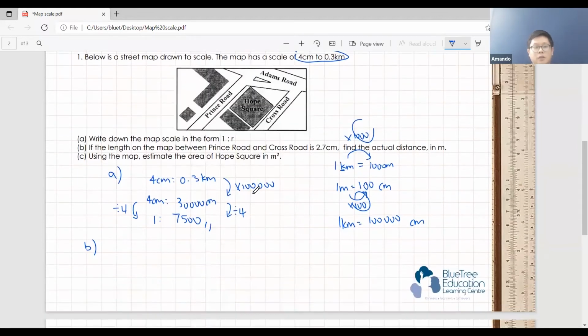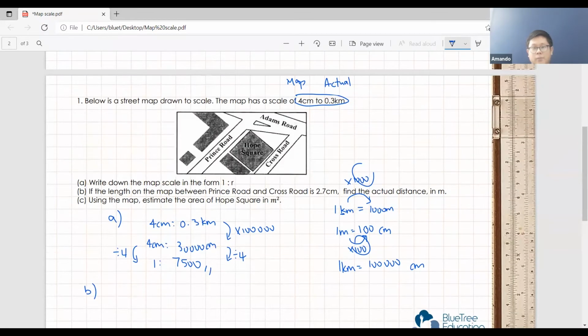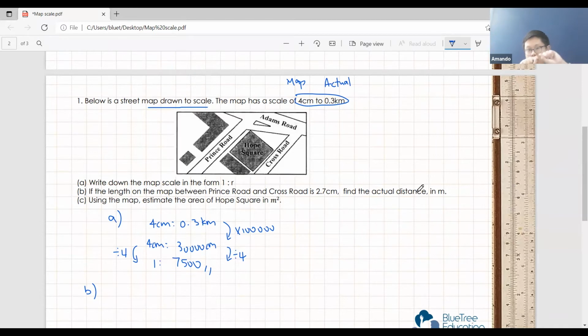Right, so in part B here, they give us another map number: the length of the map between these two roads, Prince Road and Crossroads, is 2.7 cm, and they want us to find the actual distance in meters. By right, for this kind of question, you can actually go and measure, because the instructions at the top say that it's drawn to scale, which means that if you use a ruler to measure between Prince Road and Crossroad, it should already give you 2.7 cm.